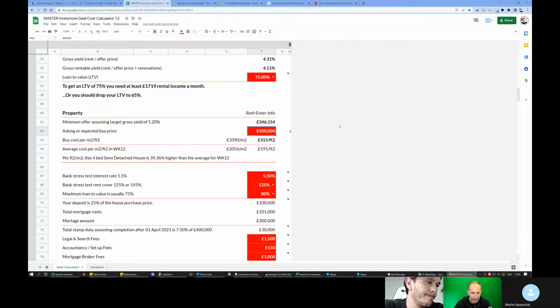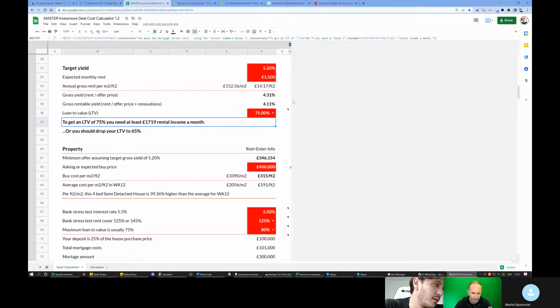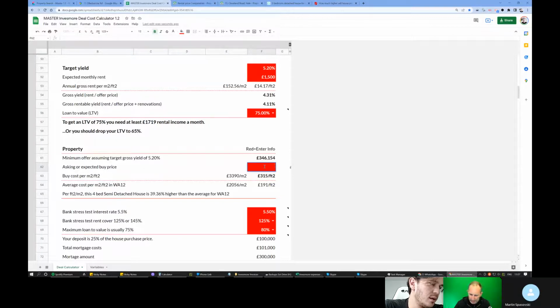400. So that means our gross rent, gross yield is 4.3%, and you need to bid like 10% over. So let's add the agreed price, not the asking price, for 420. Okay, does that mean you'd rent it for 1,500? Yeah. Okay, that messes up the yield a bit, but let's have a look at that.